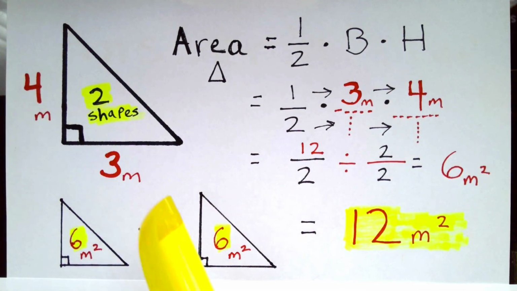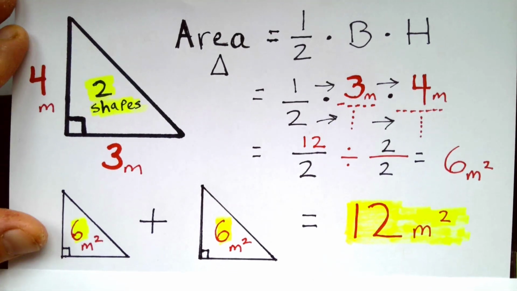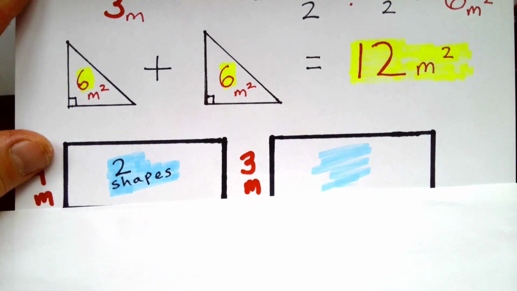So if we have two of these shapes, 6 plus 6 gives us a total area for the triangles of 12 meters squared. Hey, if I've gone too fast, go back, stop, pause, rewind, watch this video again, but I'm moving on to the other shapes.